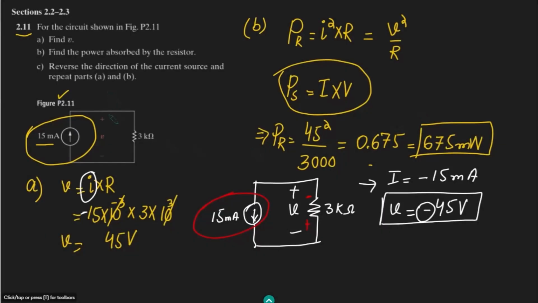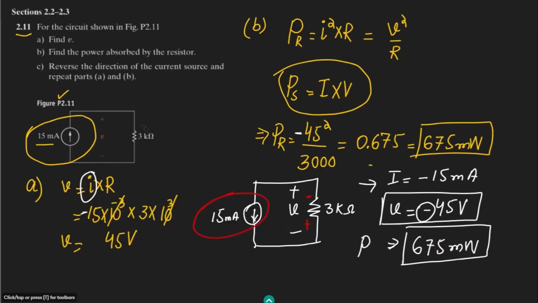In part B, which we have to do again, let me use the similar approach. As the values of the voltages are now negative, minus 45 square will be the same as this one, and the value of power will remain the same, 675 milliwatt. The value of the power will remain the same.